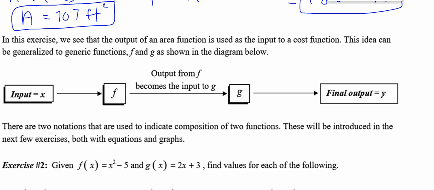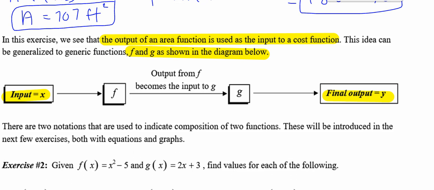In this exercise, we see that the output of an area function is used as an input to a cost function. It's important that we recognize that. This idea can be generalized to generic functions f and g as shown in the diagram below. So input, we said, was our x value, and our output value is y. We talk about output from f becomes the input to g.